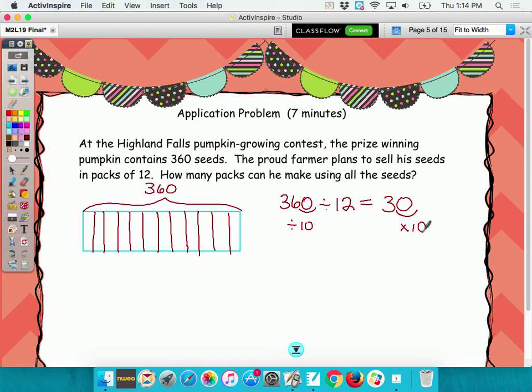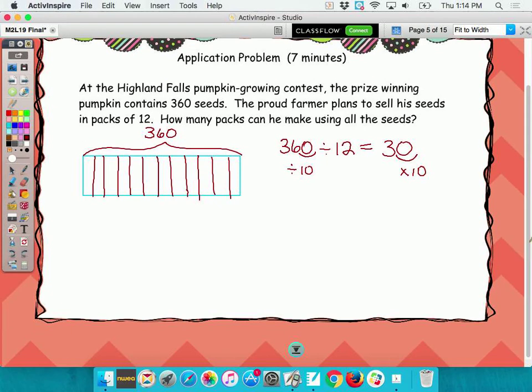You might think of it as a trick, Miley. The way I figured out what the problem was about is that I underlined the last sentence, because it said how many packs can you make using all the seeds. That mostly helped me, and so that helped you know you were going to divide, okay?